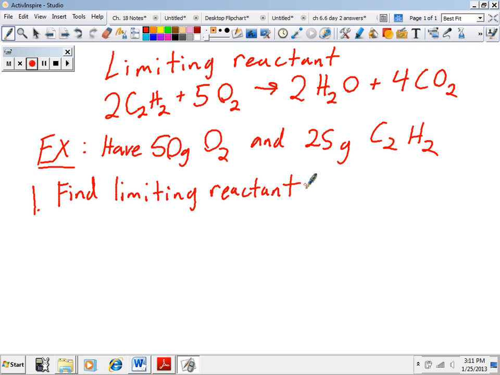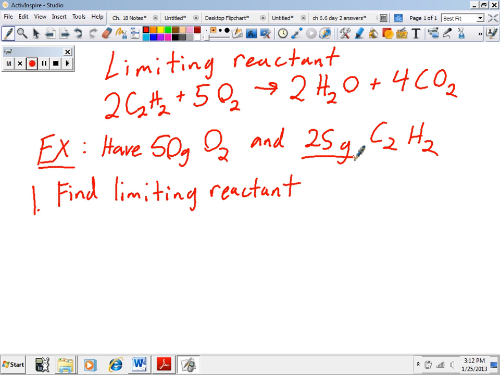And at first glance, you're going to say, oh, it's got to be the C2H2 because there's less C2H2 than there is O2. Except when you look at the molar ratio in the problem above, you only need 2 moles of C2H2, but you need 5 moles of O2. So just looking at the masses alone is not going to give you enough information to find out which one is the limiting reactant and which one is the excess reactant. You need to actually do some stoichiometry.